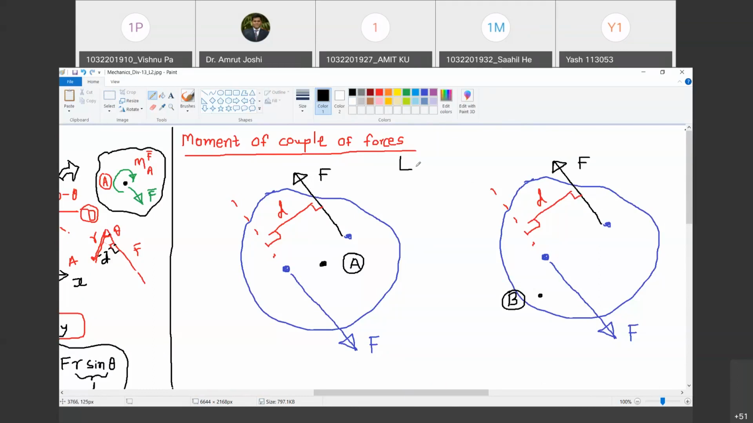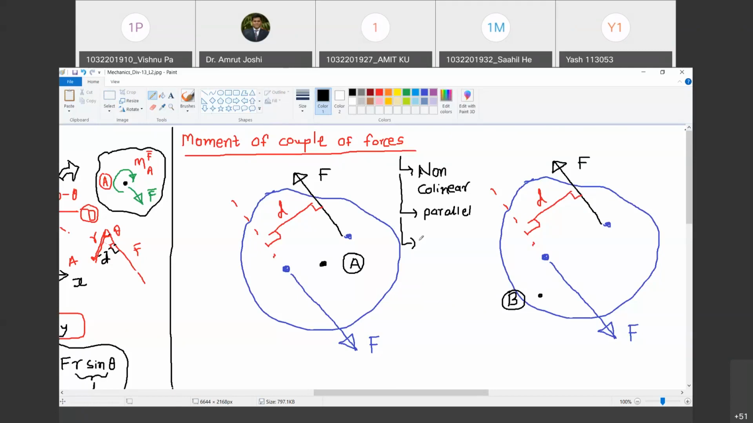So actually there are four characteristics. The first characteristic is they should be non-collinear. They should not be collinear. Their line of action must not be same. Happy? Second, they should be parallel to each other. Their lines of actions must be parallel to each other. Happy?